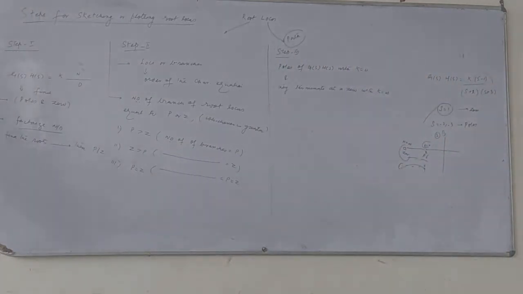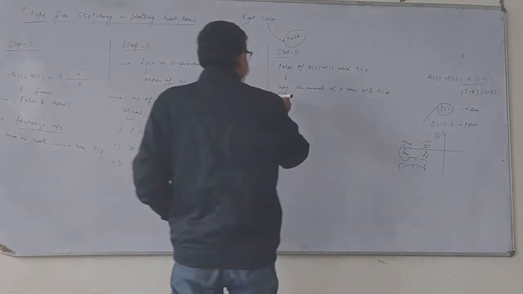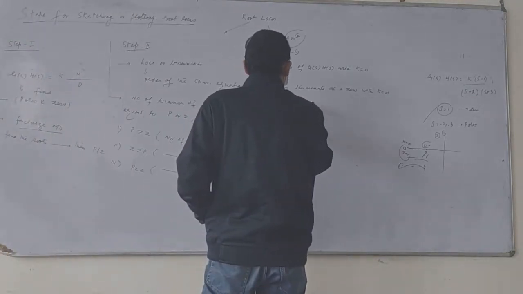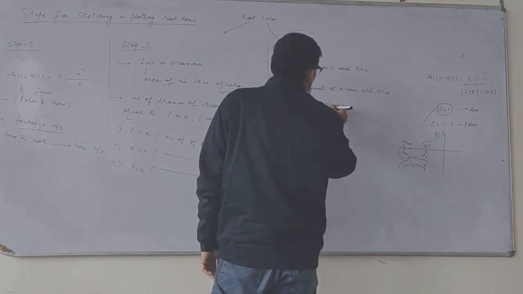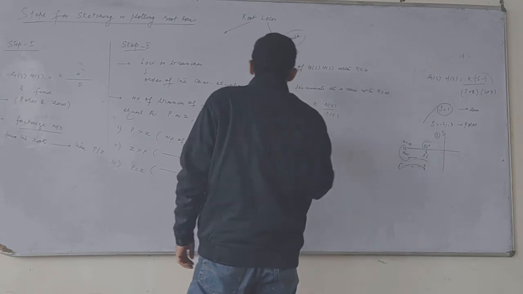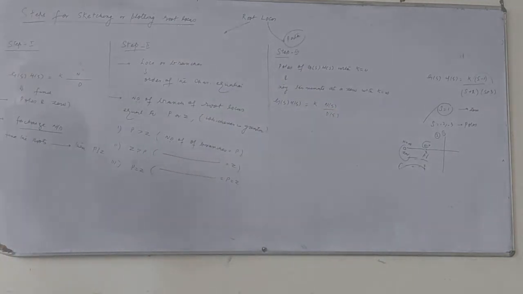Okay, there will be some explanation of this. What is the reasoning for this? Let me take a characteristic equation. The reason is as follows. Let's say G(s)H(s) is equal to k N(s) by D(s), where N(s) is the numerator polynomial and D(s) is the denominator polynomial. Now I will write the open loop transfer function and then the characteristic equation of this one.